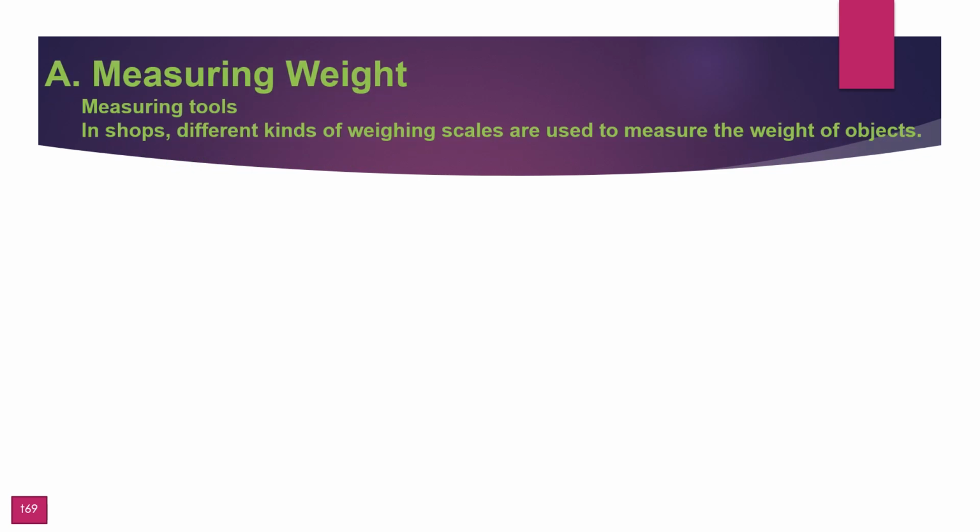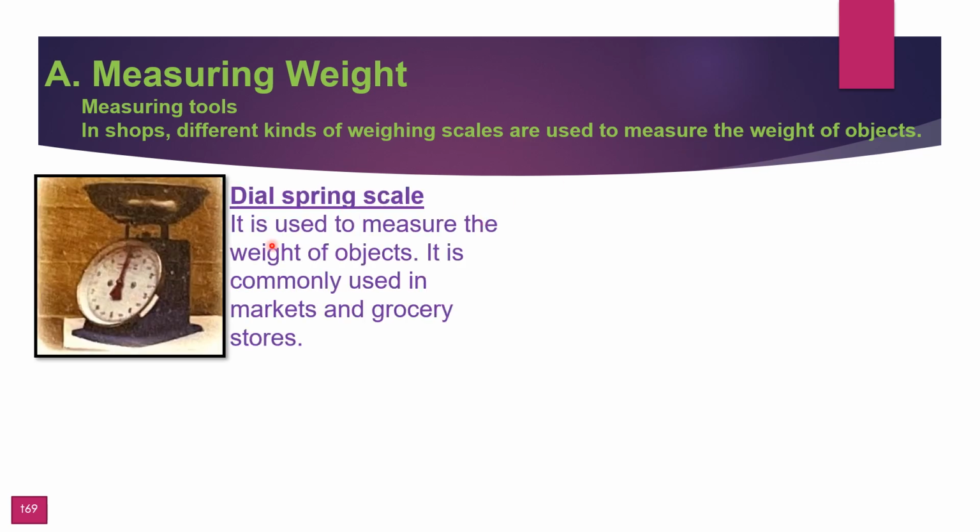Let us go to, okay, measuring weight. Okay, how do we measure weights? What are the tools that we are going to use? So we have here, okay, in shops, different kinds of weighing scales are used to measure the weights of objects. So okay, here, what is this? We call it dial spring scale. Okay, what is this? It is used to measure the weight of objects.